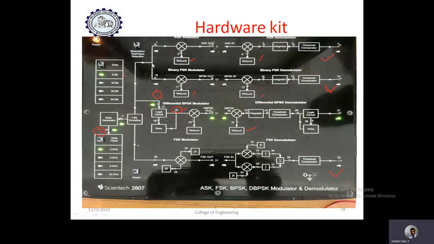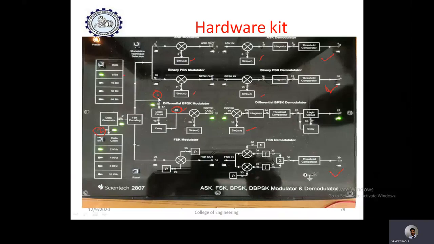So for this modulation, this is the input. For this modulation, this is the input. For this modulation, this is the input. So all the input data is coming after this coding. For example, in our case, this part is nothing but the DPSK modulator, and this part is nothing but the DPSK demodulator.